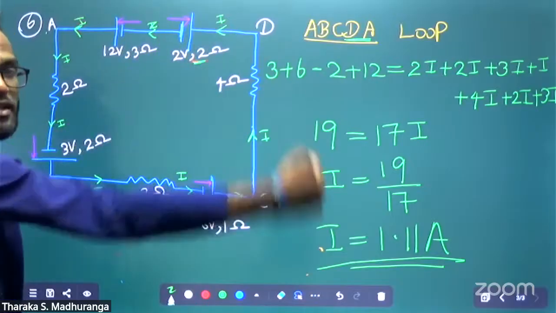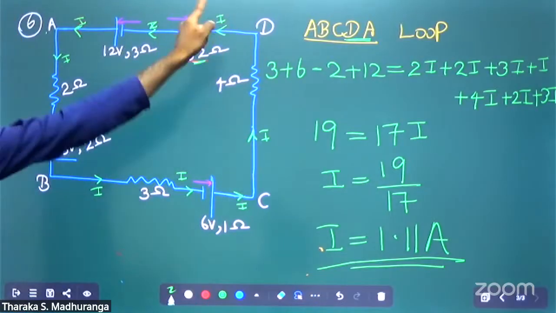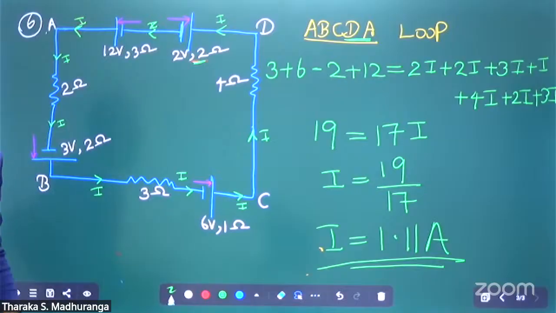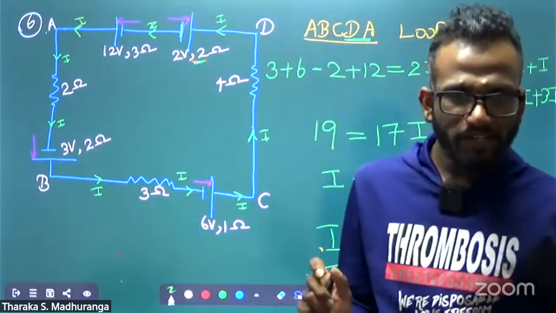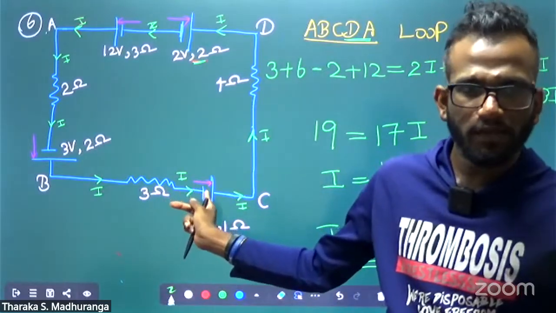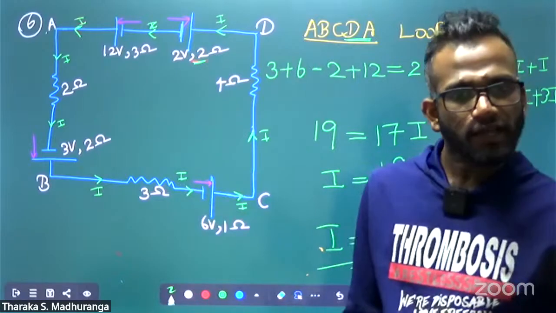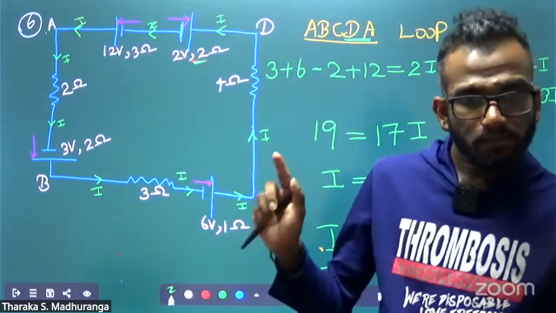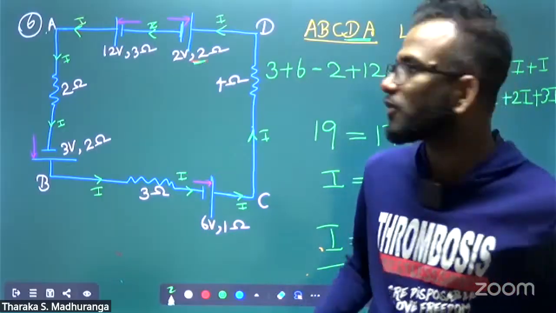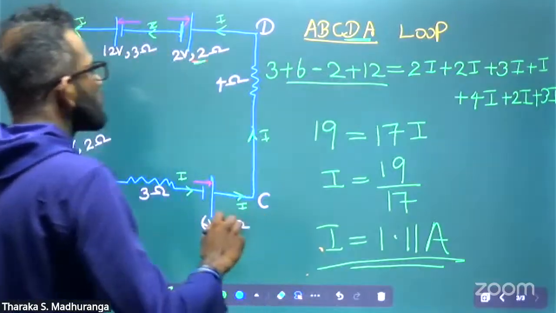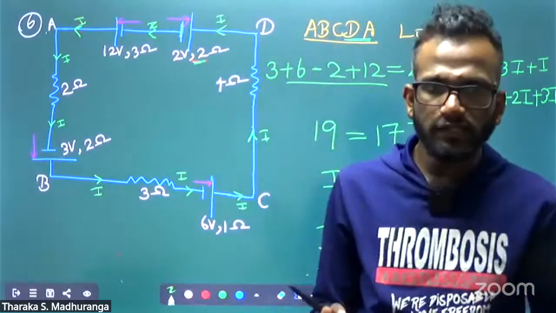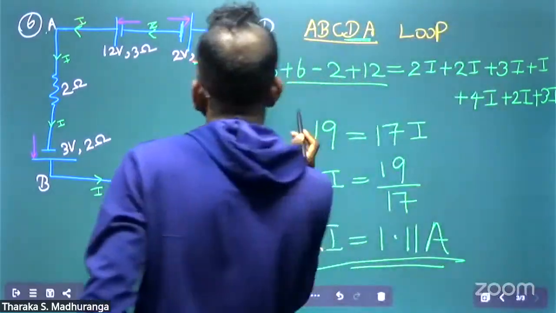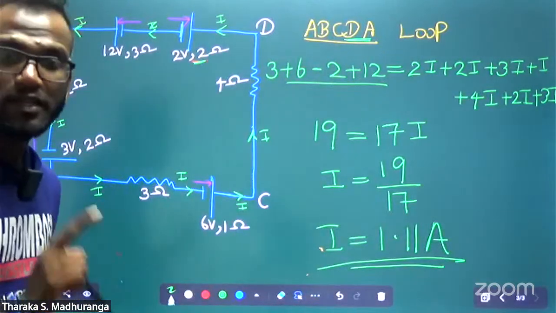Don't think about this arrow. Current direction, I direction only. Remember, this pink arrow direction is considered only when taking electromotive force, only when taking this voltage side. When you take the IR product, you only need to think about our direction and current direction. The current direction you can mark in your preferred direction.